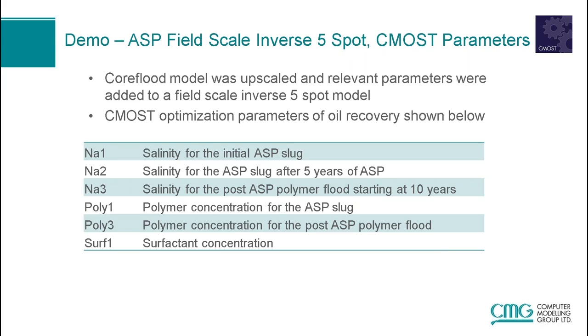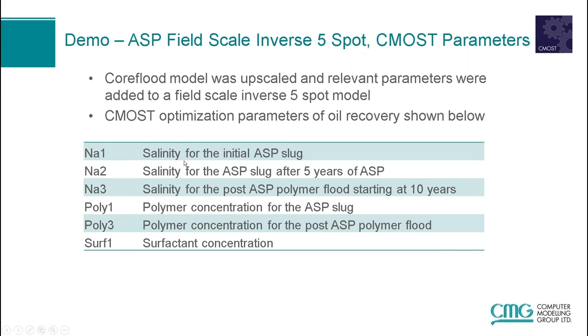Anyway, the Coreflood data was upscaled and then put into a field scale inverse 5-spot model. And I did a CMOST optimization of oil recovery. I could have done an optimization on net present value, but for this example I just used oil recovery. We didn't have a lot of cost information for a net present value type optimization. So we have 3 different salinities.